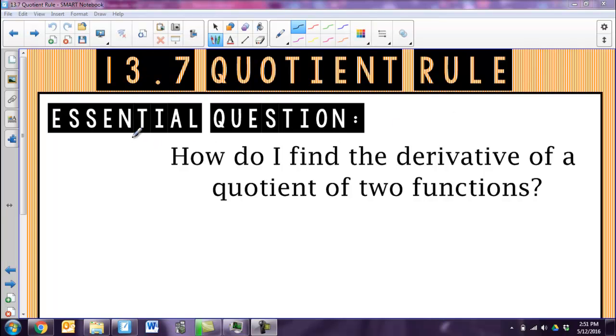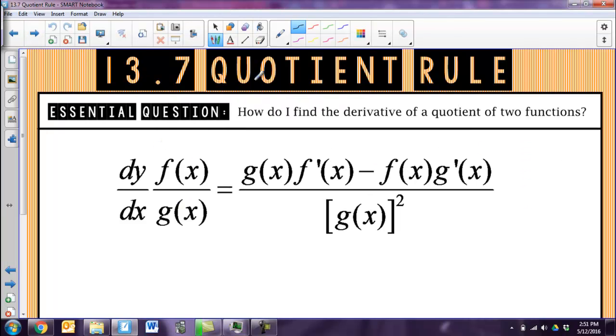So today we're going to talk about one last thing about derivatives, and it's called the quotient rule. It's kind of like the product rule, but now we're dealing with two functions that are being divided. And so this is what the quotient rule looks like. If I'm trying to take the derivative of some fraction-y function where there's a part on the numerator and a denominator, you're going to follow this.